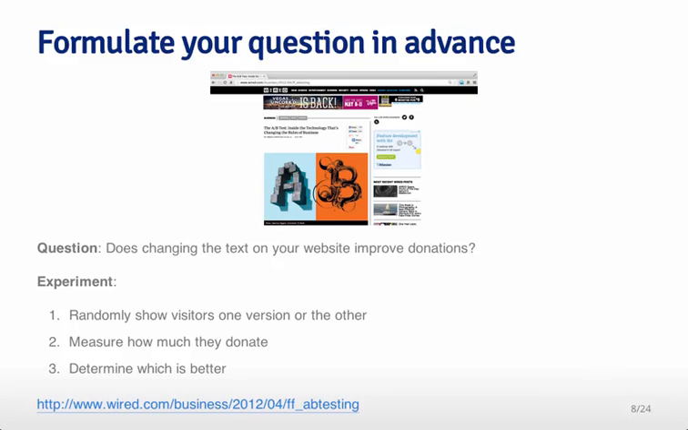This is actually a study that was performed by Barack Obama when he was running for re-election for the United States presidency. What they did was they compared two versions of a website, whether they were going to change the text on the website and see if it would improve donations. So the experiment was to randomly show visitors one version or the other of the website, measure how much they donate, and then determine which is better.